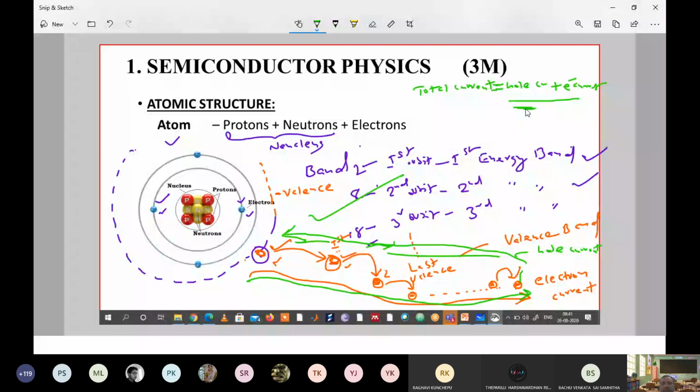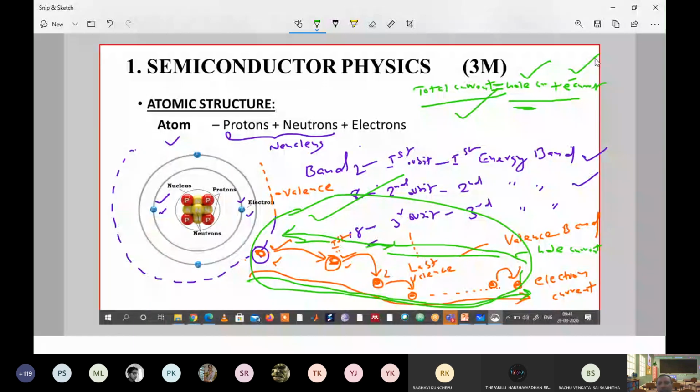This is the process of generation of current in atomic structure. The current we observe in our houses is called total current, which is a combination of hole current plus electron current, right? This is the most important point that all of you need to learn. Please take complete notes. If you have any doubt, please unmute your voice and ask me.